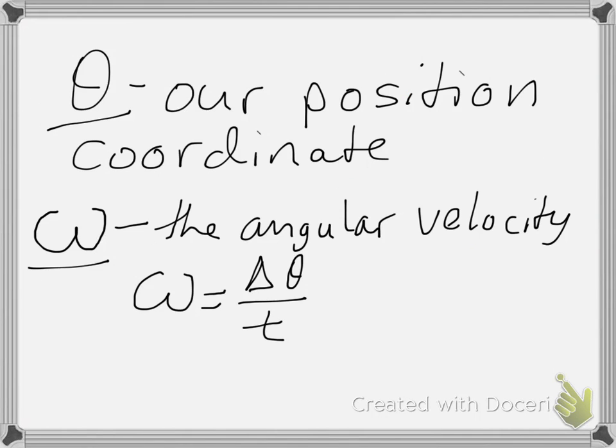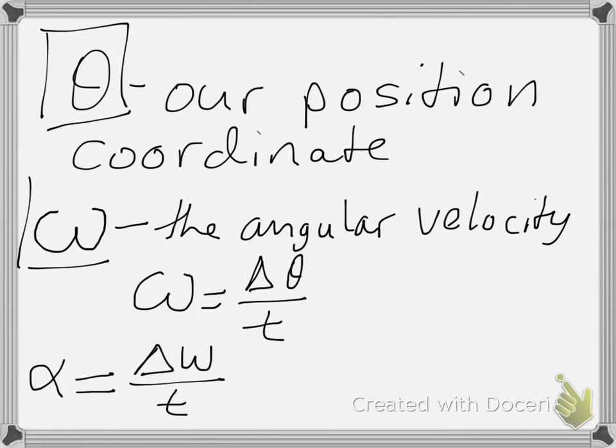Okay? And we denote that by the letter alpha. Right? And alpha is going to be the change in angular speed over time. Okay? So here we have our position, we have our velocity, and we have our angular acceleration. So these three variables now take the place of x and v and a.